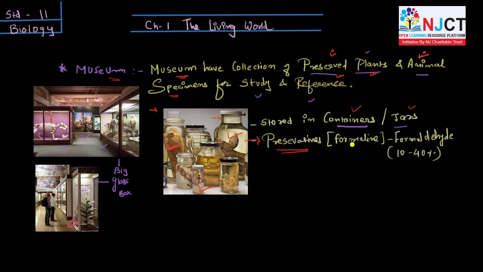What could be the preservative? Formalin is the best preservative you can use to store them. Obviously not in a very strong form. You dilute it to 10 to 40%, so you call it formaldehyde. Very, very important question. Let me put a 5-star here for NEET purpose. Clear? Okay. So this is how we are going to store small animals.